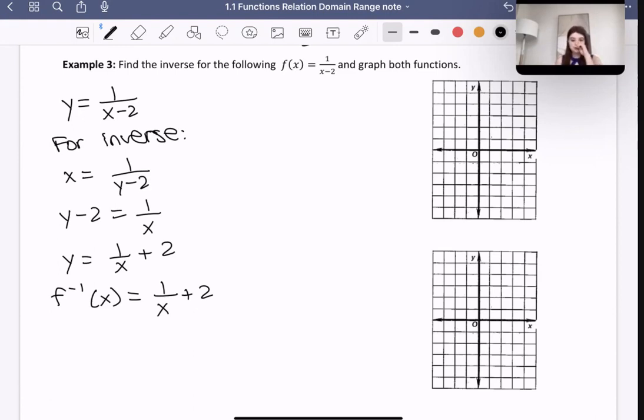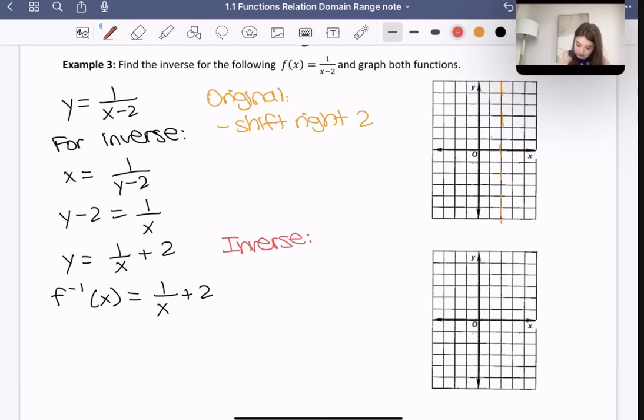So we have to ask ourselves, how are these things transformed from the original 1 over x function, from the original parent function? And for this first one up here, the original graph, the only transformation is that we're going to shift right 2, right? And so our new asymptote is going to shift right 2 as well. Now, what about this one here? It is shift up 2, right? For our inverse, it looks like they want us to shift up 2. So we're going to shift up 2 like this, and there we go.